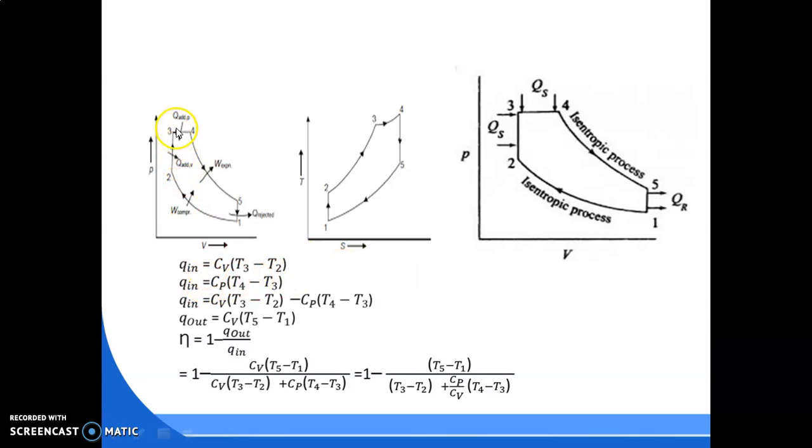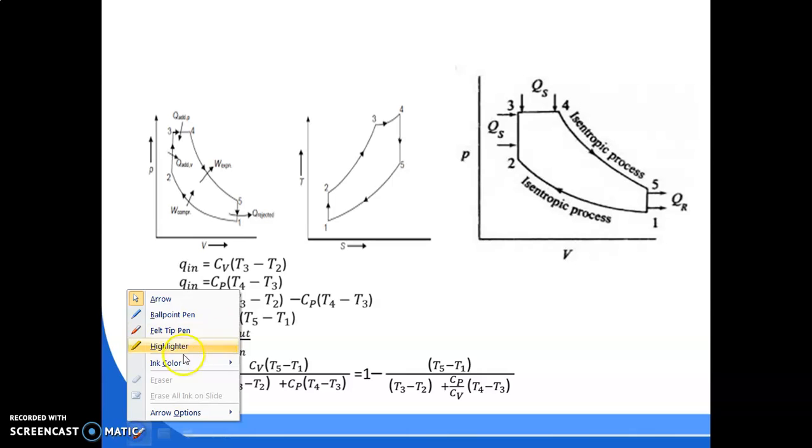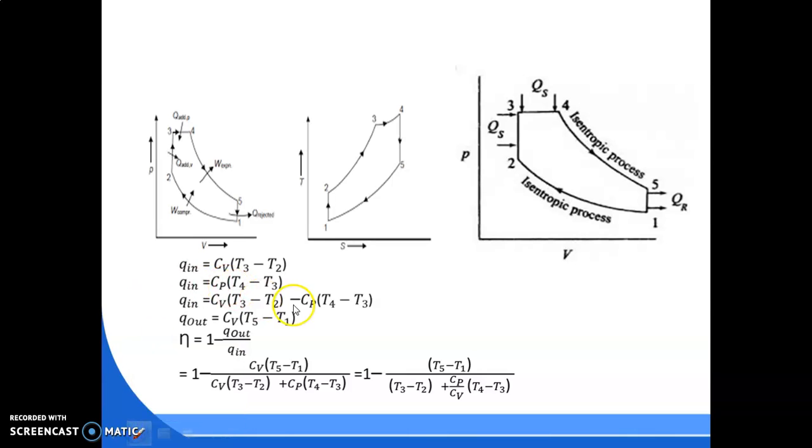What is your Qin for constant pressure at 3 to 4? For constant pressure, Qin is equal to Cp into (T4 minus T3). That is your heat addition, highest temperature minus lower temperature, T4 minus T3. Then what is your total heat addition Qin? Qin is equal to Cv (T3 minus T2) plus Cp (T4 minus T3).